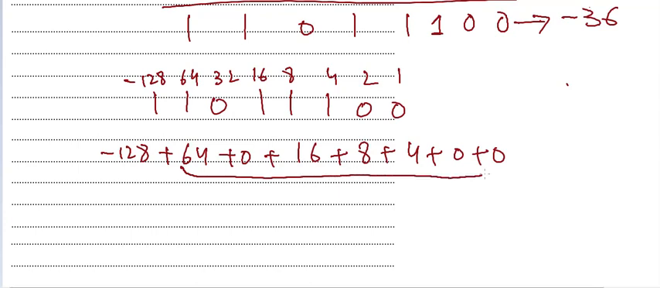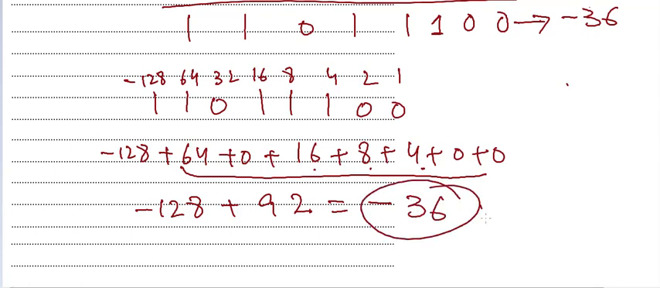Now this equals what? This equals 64 plus 16 is 80, plus 8 is 88, plus 4 is 92. So this becomes equal to minus 128 plus 92. And when we solve this, this equation equals minus 36.